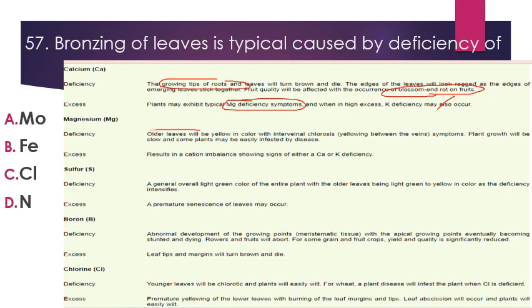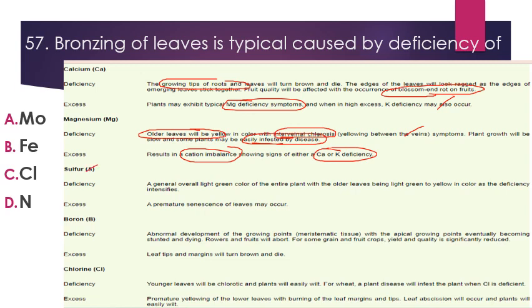Next is magnesium. Its deficiency is observed in older leaves. They will turn yellow in color and cause interveinal chlorosis, that is yellowing between the veins. Plant growth will be slow, and some plants may be easily infested by diseases. Its excess causes cation imbalance, showing signs of either calcium or potassium deficiency.